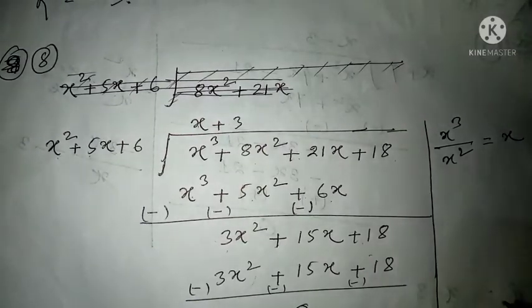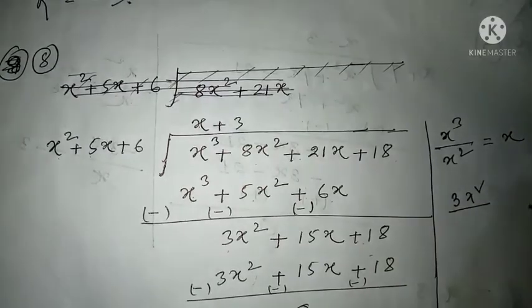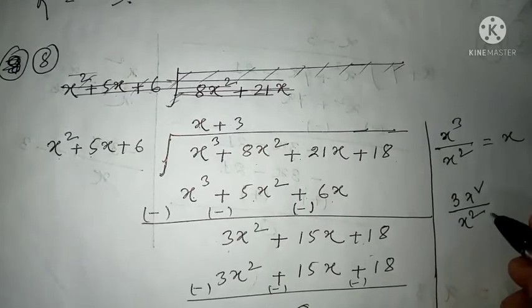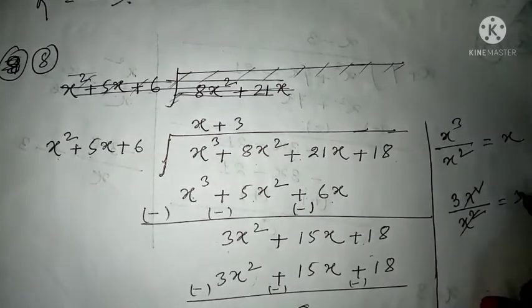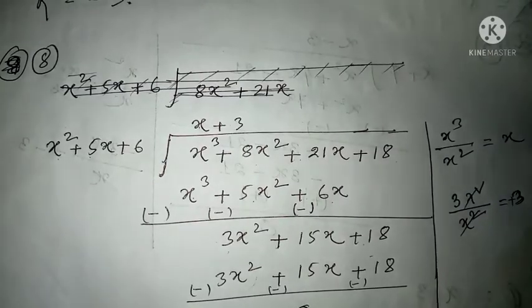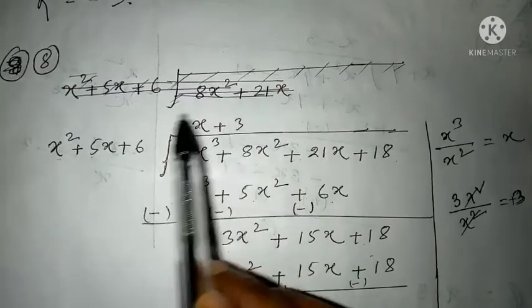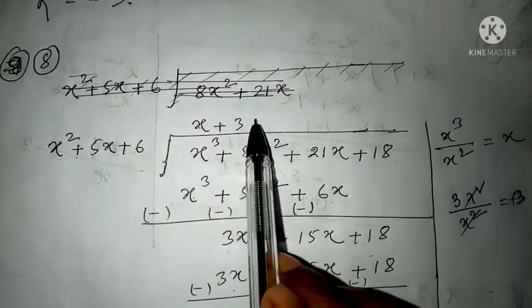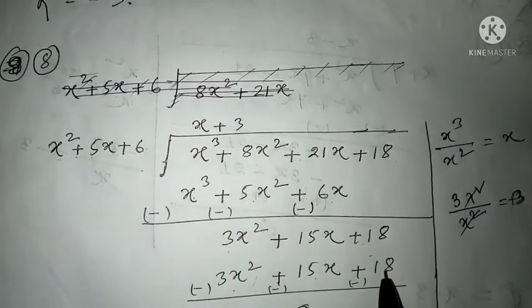Then divisor remains same. What is the first term of the dividend? That is your 3x square, and you can see here first term of the divisor. Every time you have to divide by the first term. Okay, then x square you have to cancel, then this is your 3, that is your plus 3, then you write here plus 3. Now start multiplying. 3 into x square, that is your 3x square, plus into plus, 3 into 5, that is your 15x, 3 into 6, that is your plus 18.